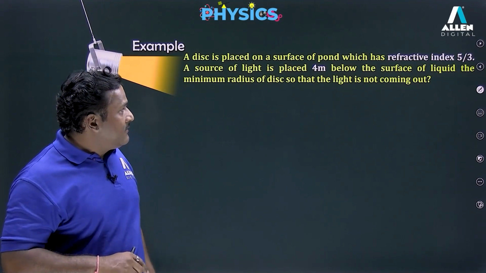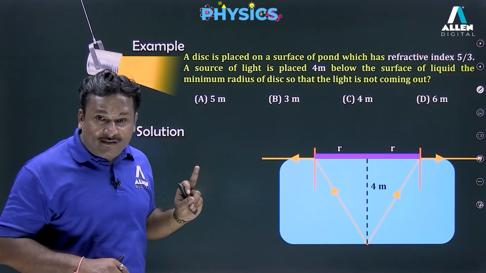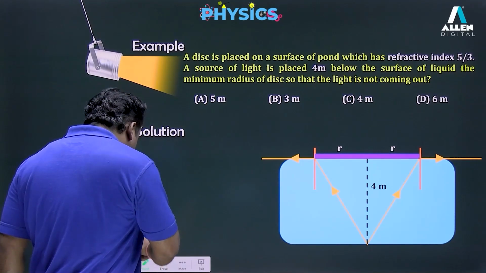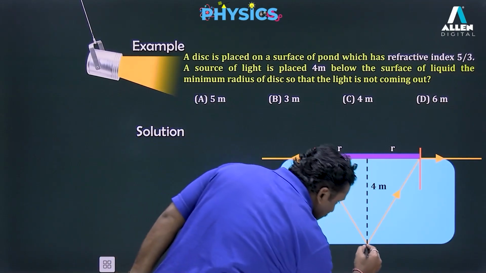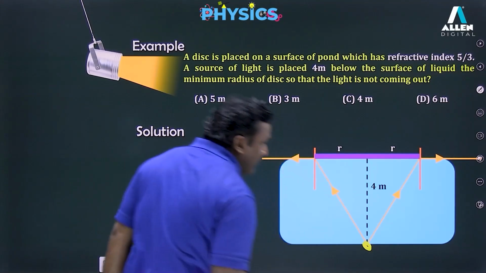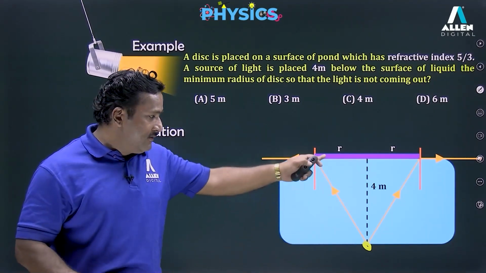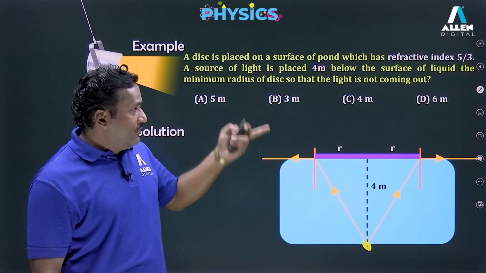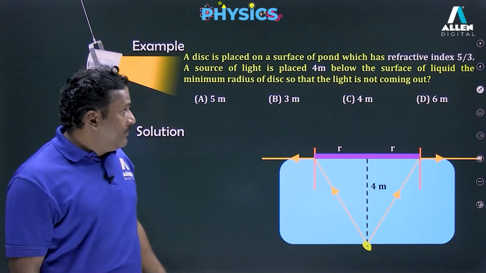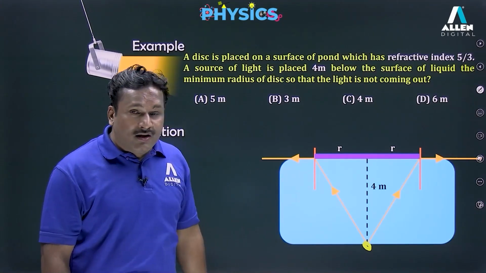A source of light is placed 4 meter below the surface of the liquid. The case is like this: a pond is there, and a source of light is held at a distance of 4 meter. That means the depth of this pond is 4 meter, below the surface of the liquid. The question is: the minimum radius of the disc so that the light does not come out.